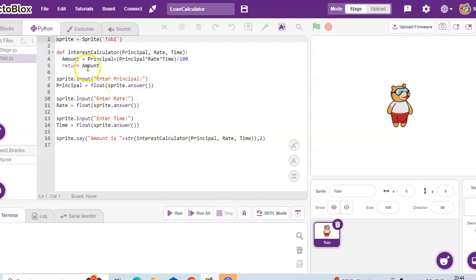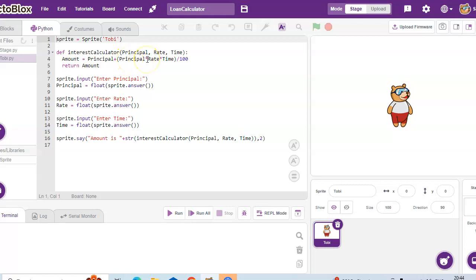Hi, I'm Snehal and here I am explaining my loan interest calculator program. We are having a PictoBlox in which we have defined one function as interest calculator.